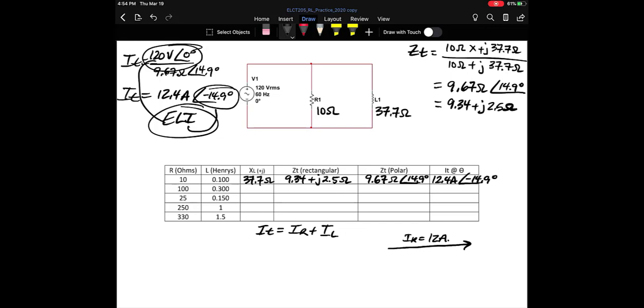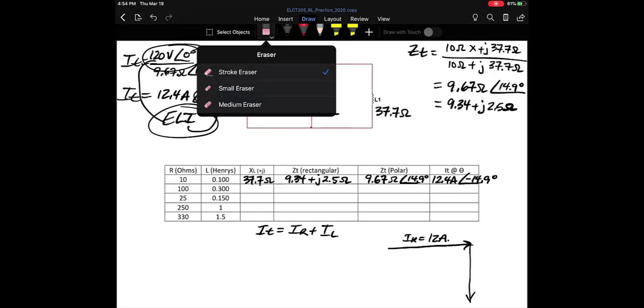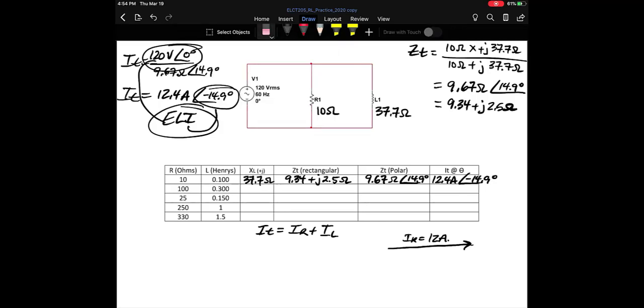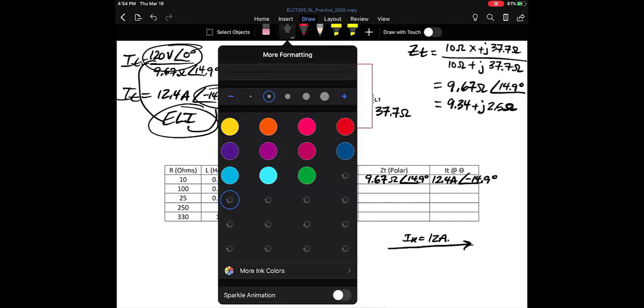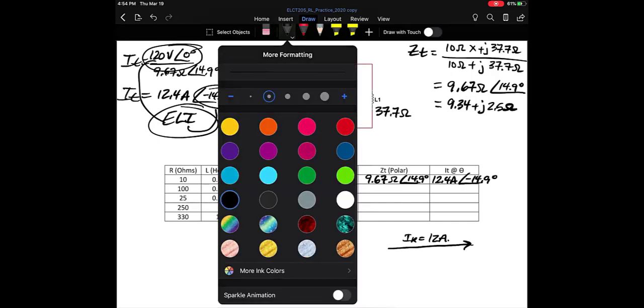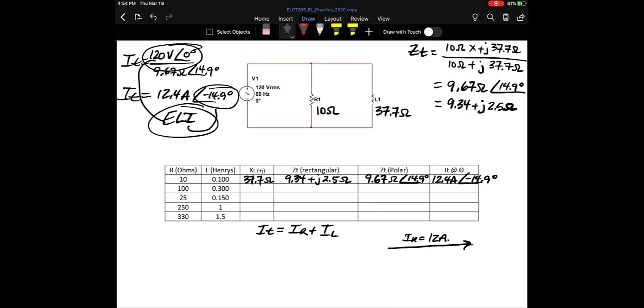If we look at actually solving this with a current triangle, then our IL value, now I know this isn't to scale, I could probably have made this a little bit more to scale. Maybe I'll do that. So let's just get rid of that, come back, make this a little bit more to scale. So let's go with 3.2 amps here of IL.